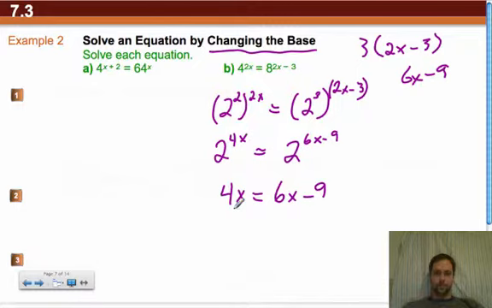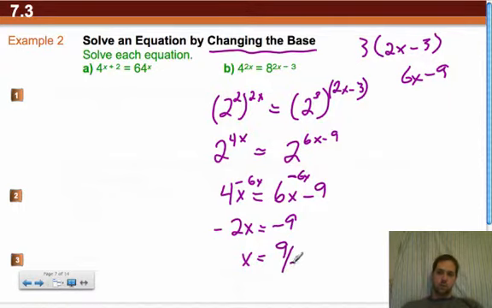And the pen stopped working. Here we go. So let's subtract this 6x over, I guess. We get minus 2x equals negative 9, and x equals positive 9 halves. Okay, so that's that.